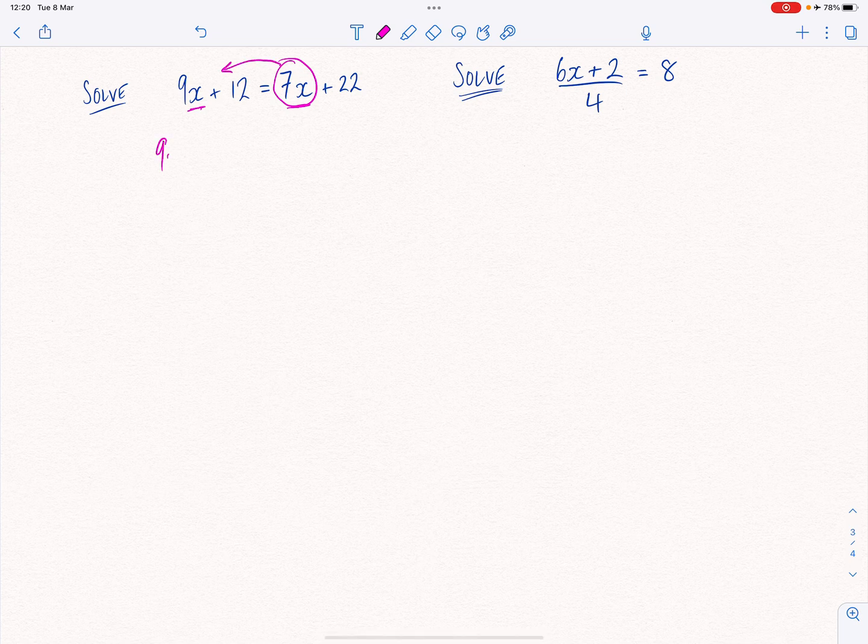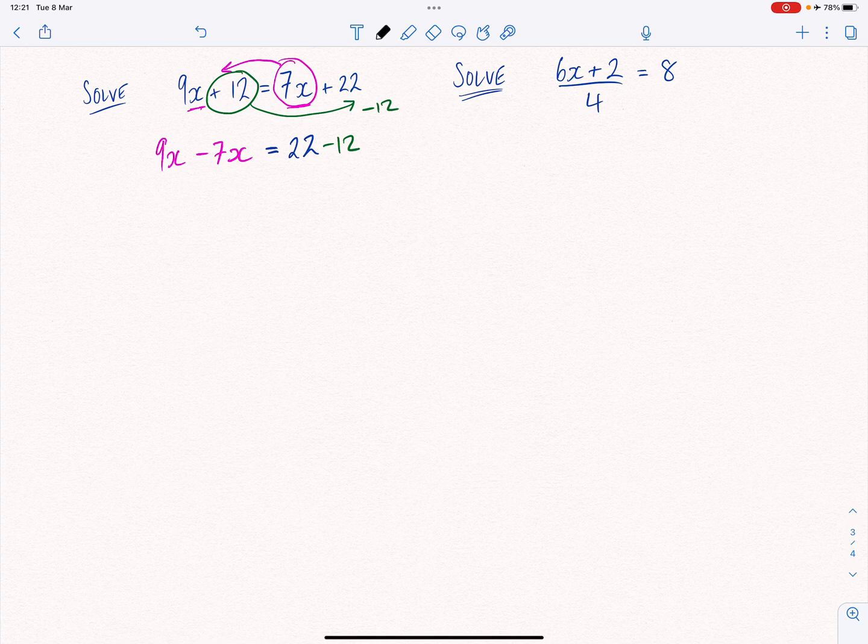And it now becomes 9x minus 7x, because that's a positive 7x at the moment. And that is equal to, the 22 hasn't moved yet. And then what I'm going to do is take this plus 12 over, and when I move it over this side, it becomes a minus 12. Okay, so that's my first step. There you get your x's on one side, numbers on the other.